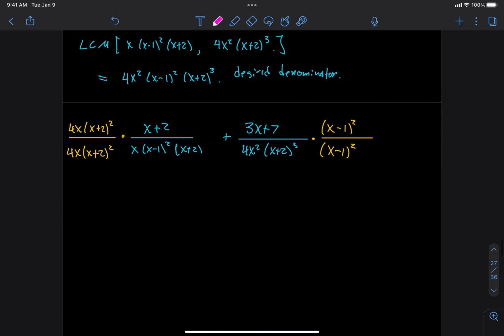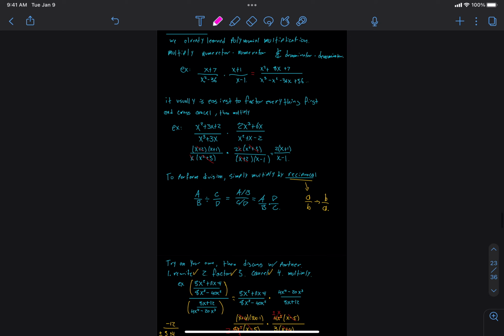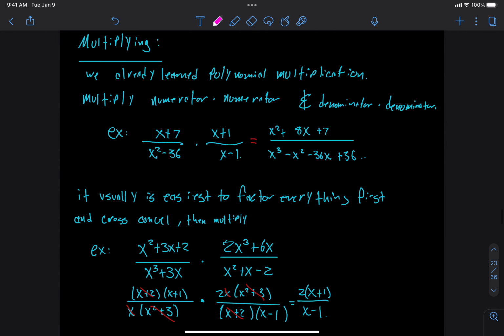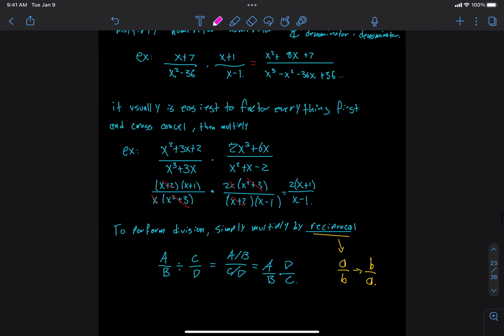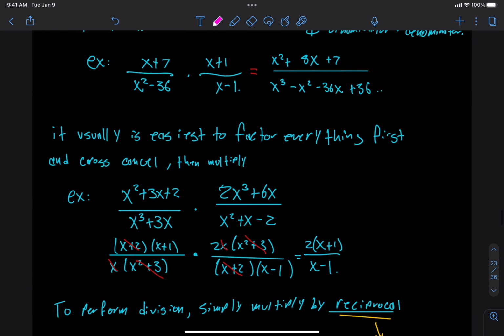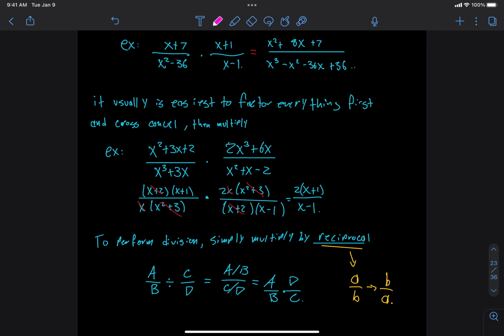Let me remind us what we were talking about last time. We were talking about rational expressions, and specifically how to multiply, divide, add and subtract them. For multiplication, it was fairly simple. All we have to do is factor everything and then cross-cancel anything that can be cross-canceled, and then multiply numerator times numerator, denominator times denominator.